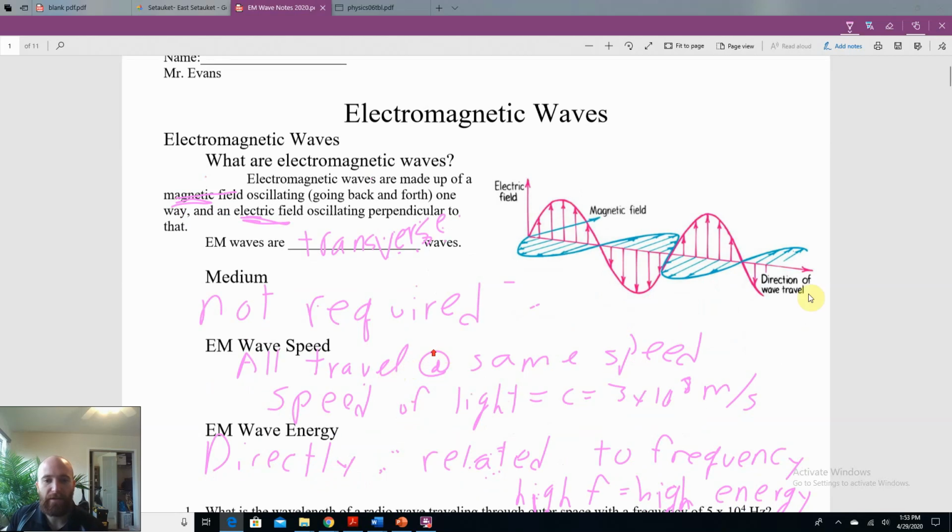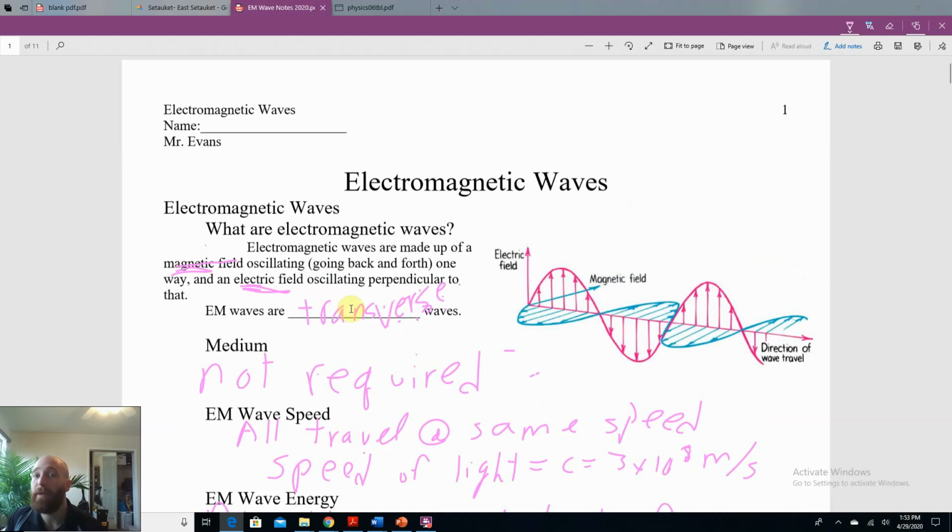Electromagnetic wave speed. Here's an important one that you need to remember. All electromagnetic waves travel at the same speed. They all have the same speed. What is that speed? Well, it's the speed of light. Why do they all travel the speed of light? Because it is light. All of these electromagnetic waves are just light. So they all travel at the same speed. If it's high energy, low energy, high frequency, long wavelength, whatever it might be, they all have the same speed.